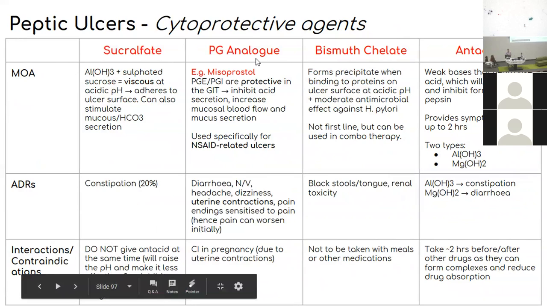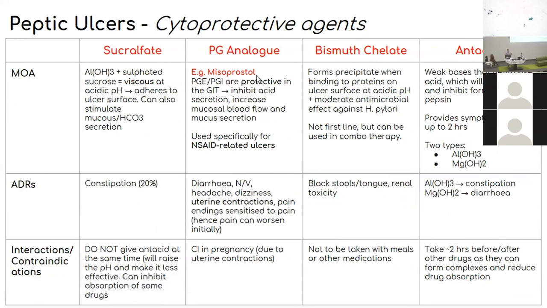PG analogs, misoprostol, are very, very effective in NSAID-related peptic ulcers, because with NSAIDs you're blocking your prostaglandins. So this is pretty much just giving back your prostaglandins. Bismuth chelate will make your poo black and your tongue black. And for the antacids, just know the two main types, the aluminium and magnesium types. Aluminium will cause constipation, magnesium will cause diarrhea. Knowing that, you'll be fine.